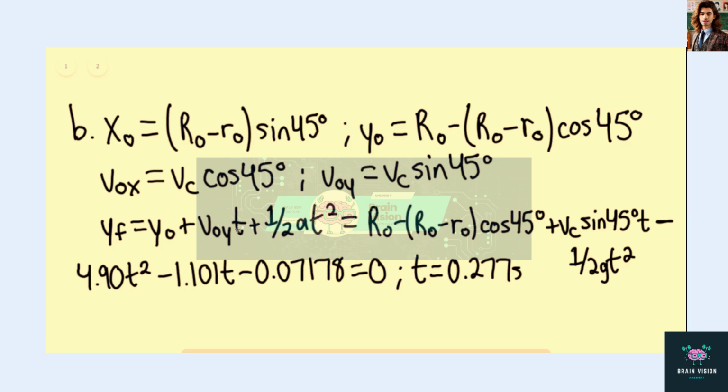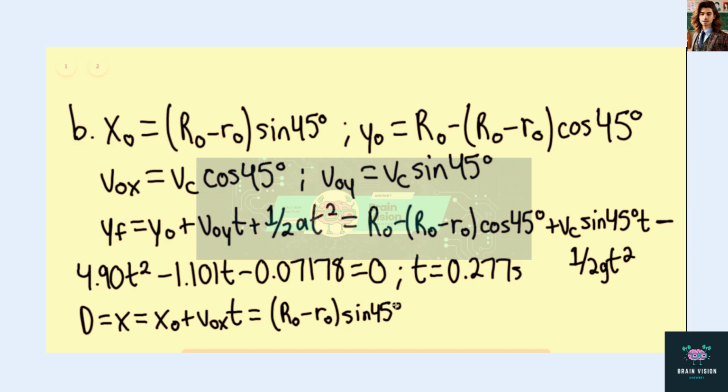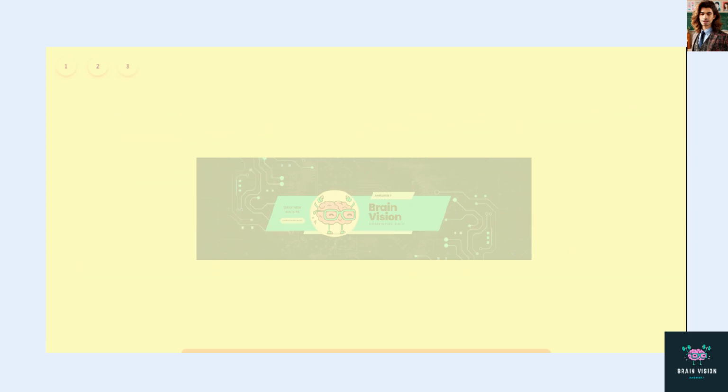And so we can say that d, the distance from the base, would equal x. This would equal x initial plus v x initial times t. This equals R, the radius of the curve, minus the radius of the sphere times sine of 45 degrees, plus the velocity sub c times cosine of 45 degrees times t, and we can solve.